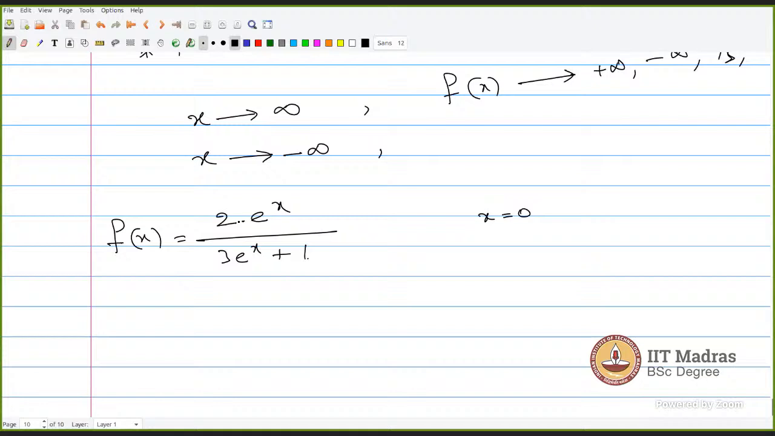When I substitute x equals 0, I get 2 times e to the power 0. e to the power 0 is 1. So 2 by 3 plus 1, and 3 plus 1 is 4. So 2 by 4, it will be half, 1 by 2.